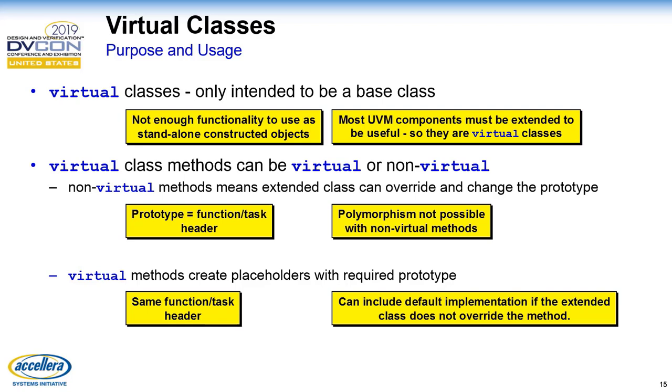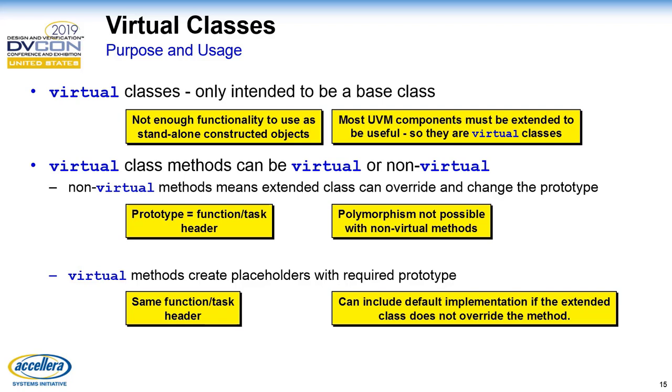Virtual class methods can be virtual or non-virtual. A non-virtual method means that the extended class can override and change the prototype. And when we say prototype, what we're talking about is the method, the function or task header. If it's a virtual method, usually the easiest thing to do is just copy that header into your extended class and then start modifying that. It also makes polymorphism possible, so that you can assign extended handles to base handles, and then when you execute base class methods, it looks like you are executing the extended methods.